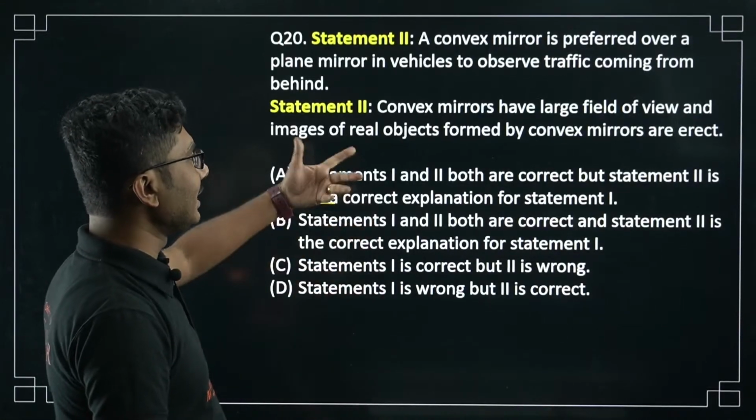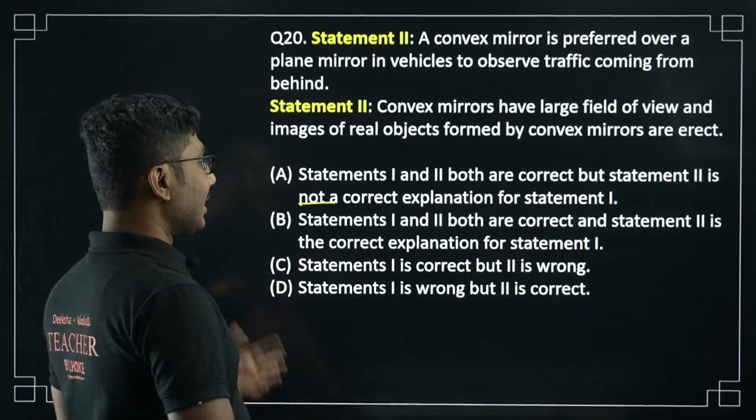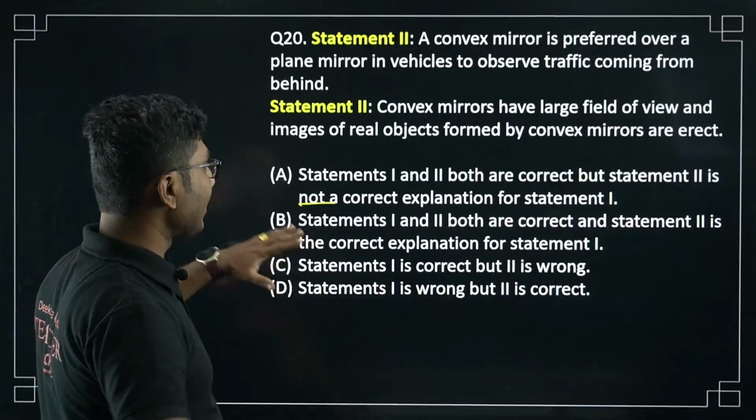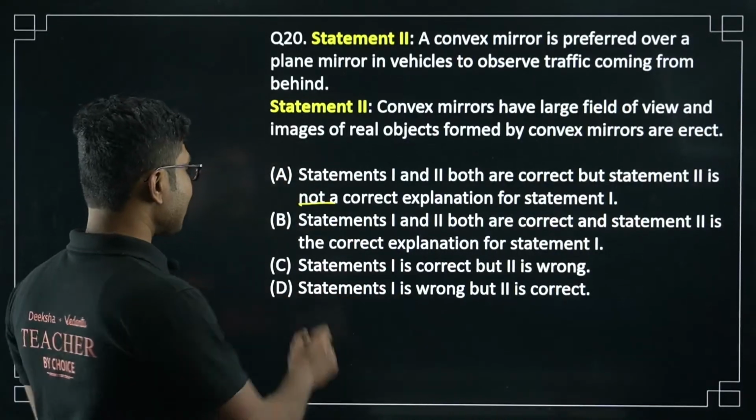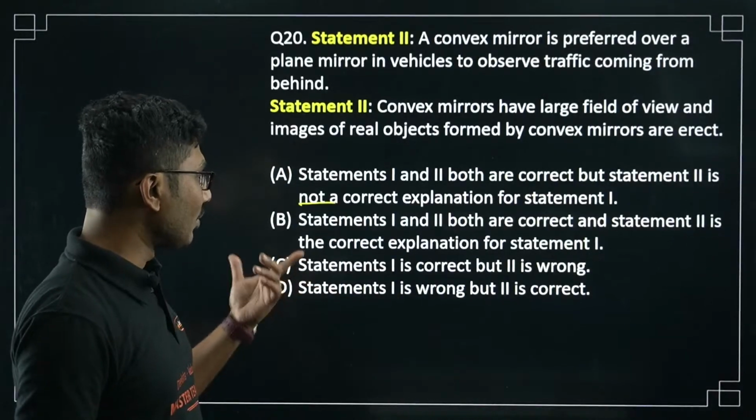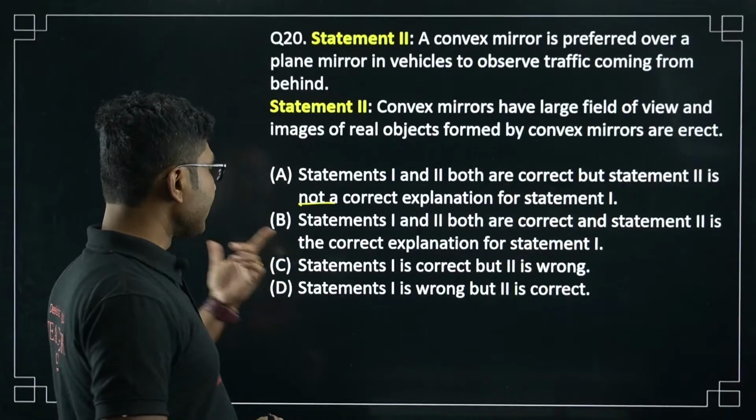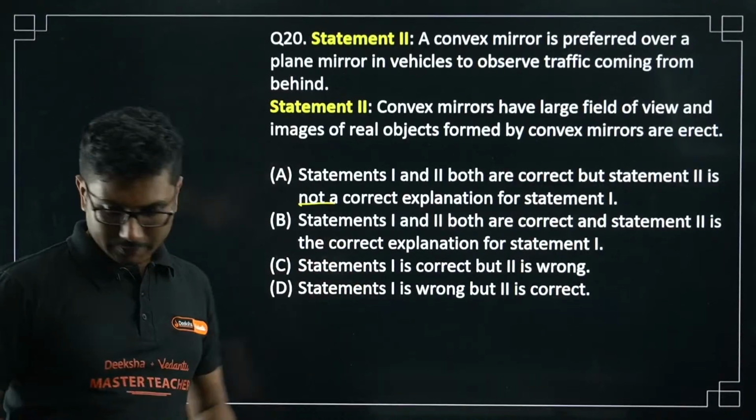The order generally is given as: first one is correct, second one is not correct. But here they have given both are correct, and the correct explanation is in option B. Option C: statement 1 is correct but 2 is wrong. Option D: statement 1 is wrong and statement 2 is correct.